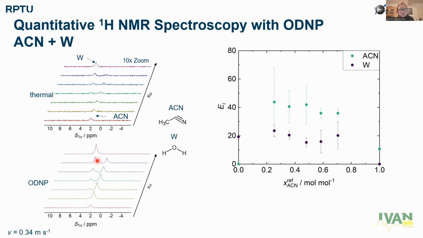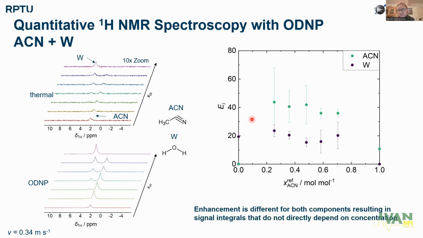And here I show you again the proton measurements under continuous flow. So that's again the mixture of acetonitrile and water. And here is pure acetonitrile, and then here water is added until we have a pure water sample. These are thermally polarized spectra, and these are the spectra acquired with Overhauser DNP. And you see here that the signal enhancement for the water and the acetonitrile is very, very different.